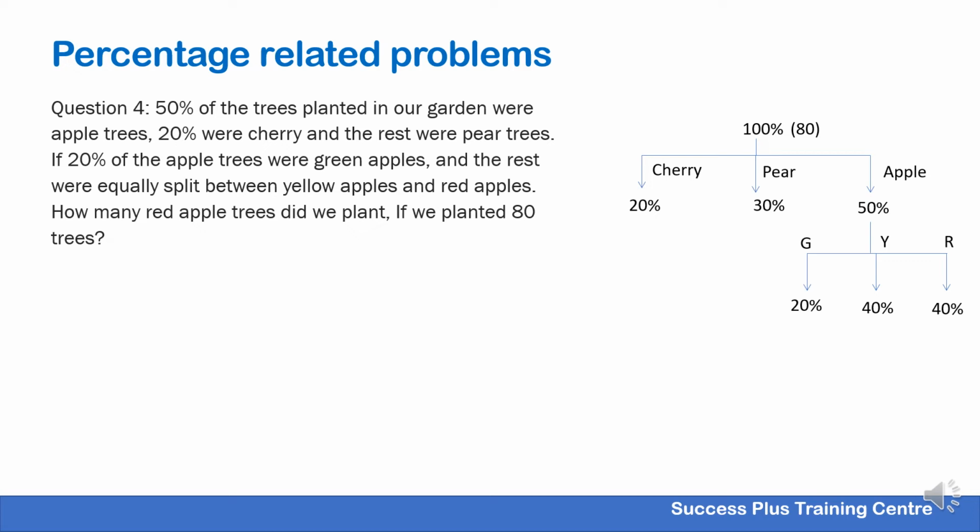50% of the trees planted in our garden were apple trees. 20% were cherry, and the rest were pear trees. If 20% of the apple trees were green apples, and the rest were equally split between yellow apples and red apples, how many red apple trees did we plant if we planted 80 trees?